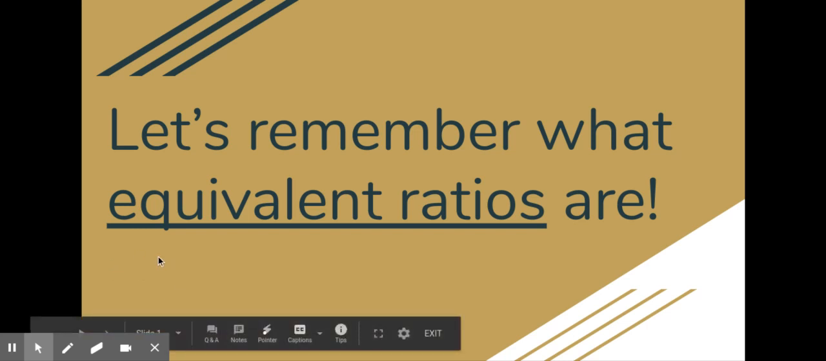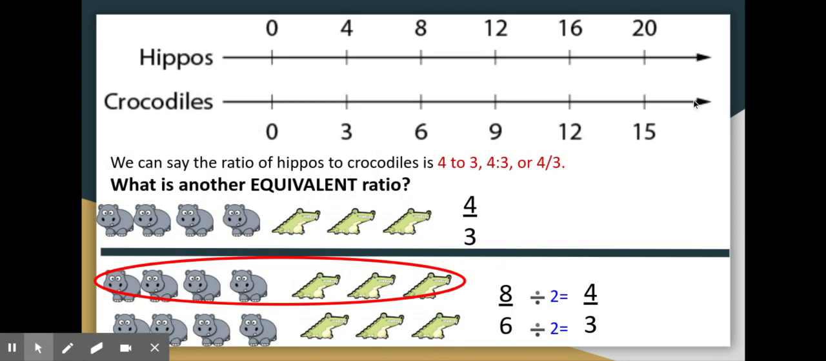Okay, so yesterday we started Unit 2 where we talked about remembering what equivalent ratios are and remembering what a double number line is. And I showed you this example of a double number line that compares hippos to crocodiles. Yesterday we said that double number lines start with 0, and we noticed that we don't have to count by the same number on each line, right? So the top is counting by 4s, the bottom is counting by 3s. However, what's important is that the equivalent ratios line up together like these do.